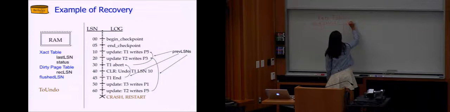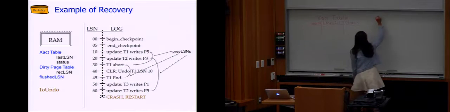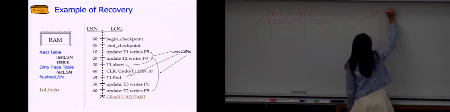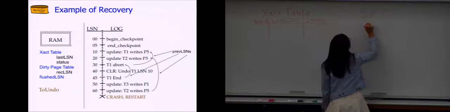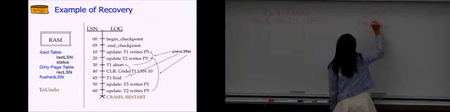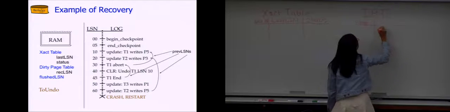Status. Okay. We're going to need a dirty page table. Move it off to the side. Yeah. Call it DPT. Dirty page table. It has a page ID, or page number. Or you can just call it page. And then it's got a rec LSN.